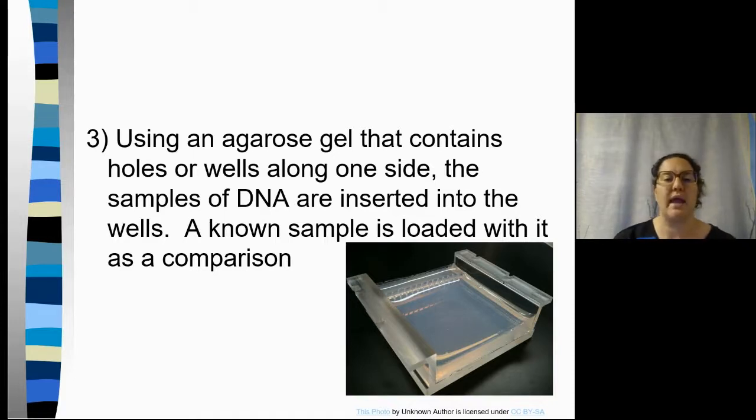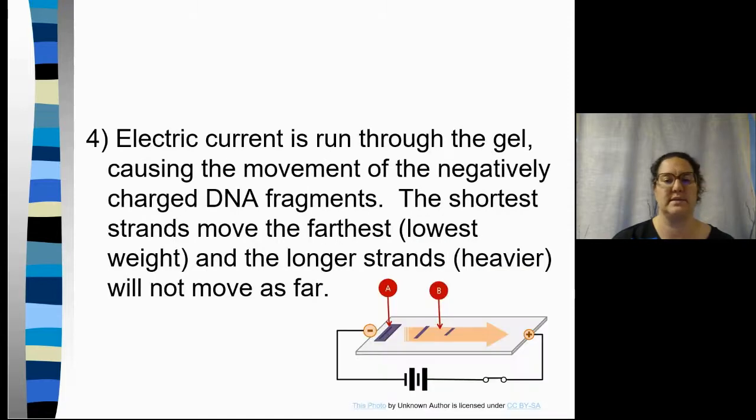Then we're going to use an agarose gel that contains wells along one side, and the samples of DNA are inserted into those wells. They would take a known sample, say from a crime scene, and then take their 6 suspects that they're going to compare with it. Then an electric current is run through the gel, causing those DNA fragments to move up the agarose gel.